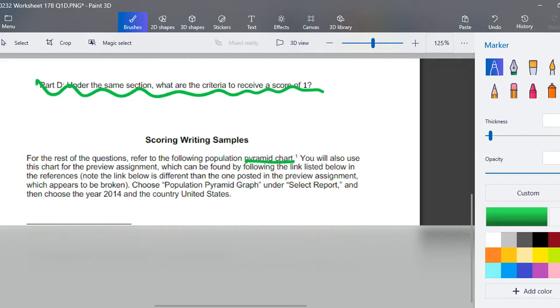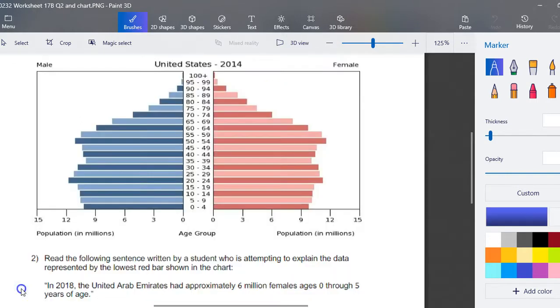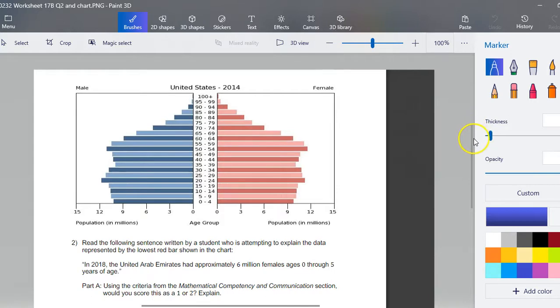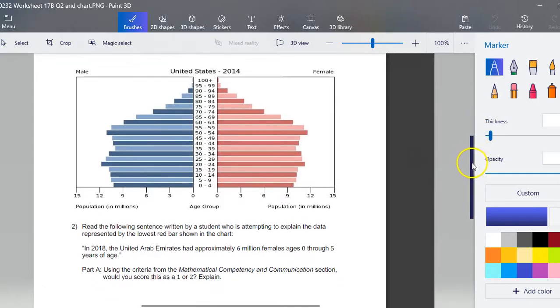They're asking us to choose population pyramid graph, under that select report, and then choose year 2014 to get the country United States. What you get is what we're about to look at next. Here's our chart. I'm going to shrink it just a little bit. And then we have some questions about the chart.